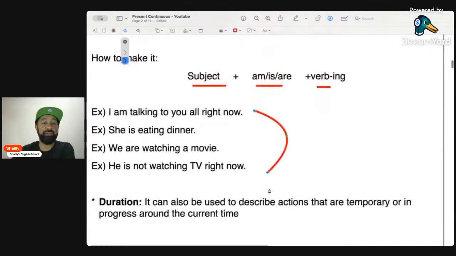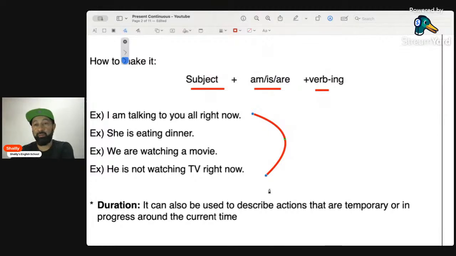And the next one here is, of course, remember, we can also make a negative sentence. He is not, or he isn't, watching TV right now. He isn't watching TV right now. He's studying. All right, so we can also do negative.